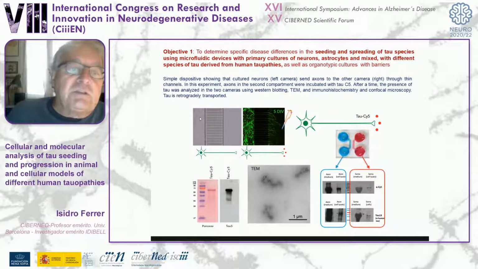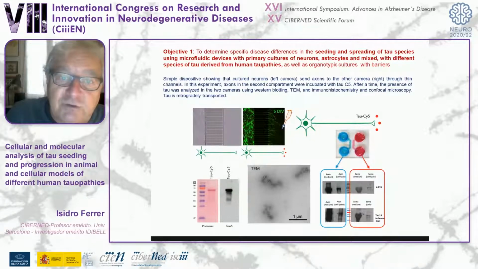Okay, so in this chamber we use the cells, and in the other chamber the axons from this first chamber go through these small and thin channels to the other place. So the axons are located here and the neurons are located in the other place here. When we inject, for example, tau, abnormal tau, phosphorylated tau, or even tau in this compartment, then tau can be projected or can be retrogradely transported to the first compartment.